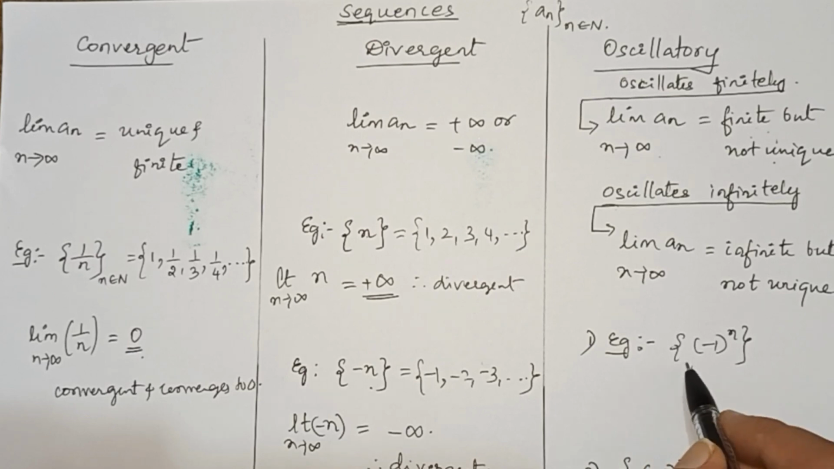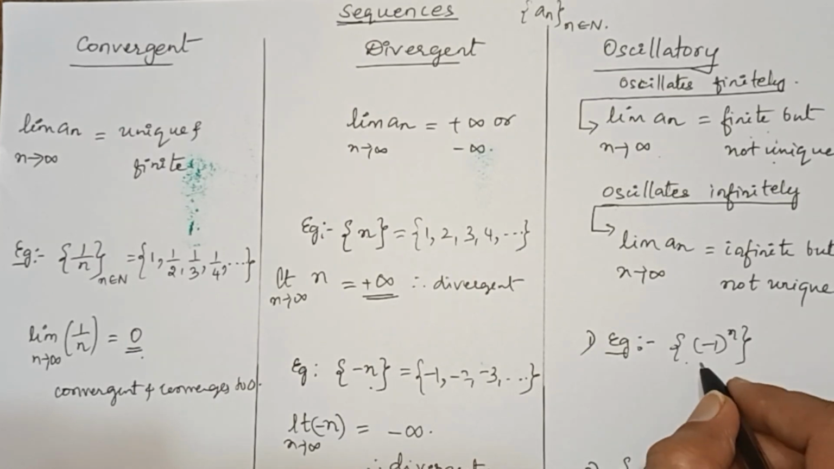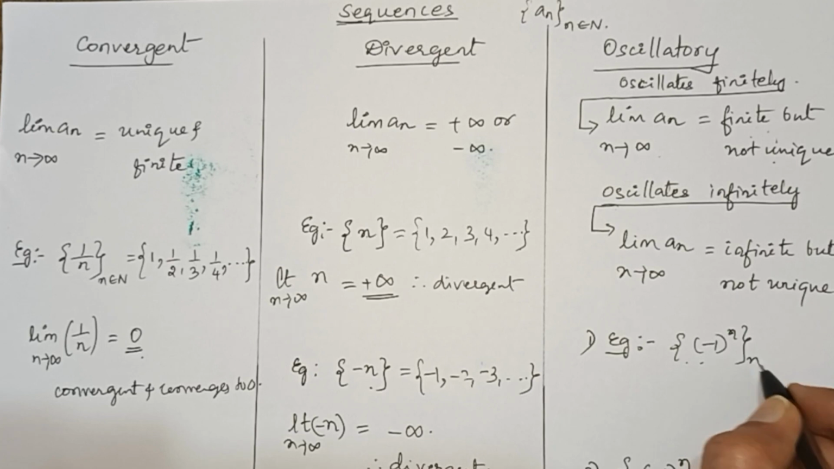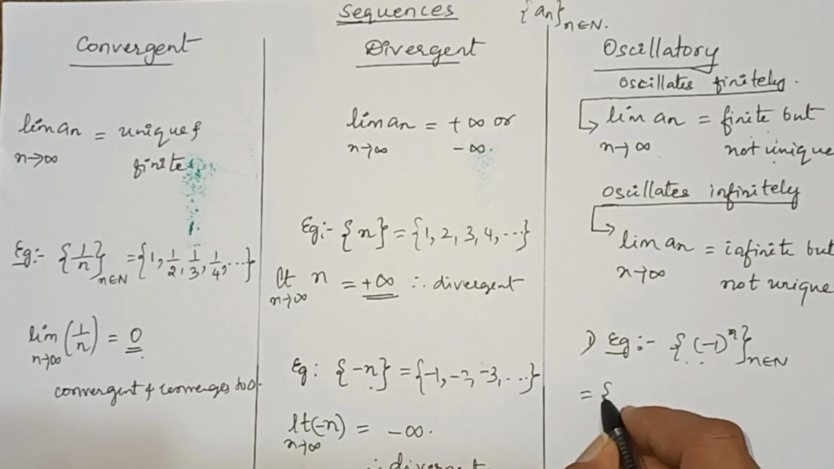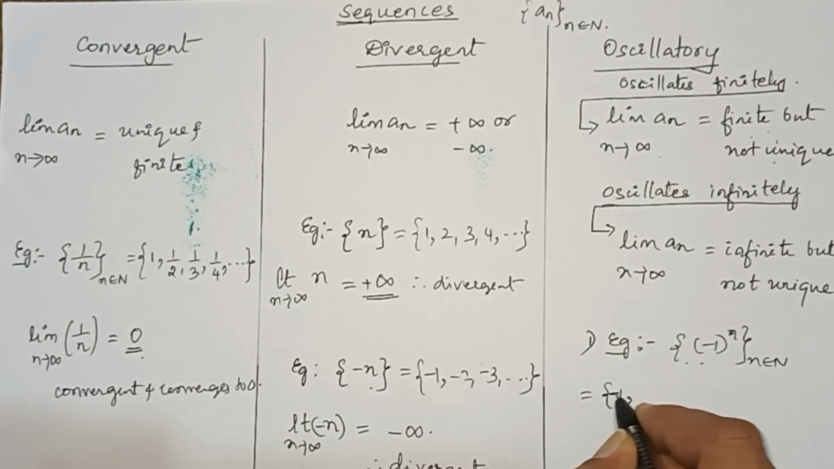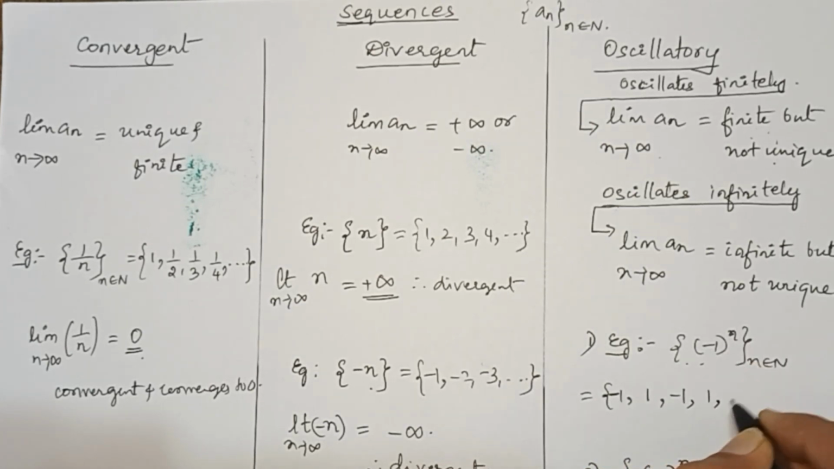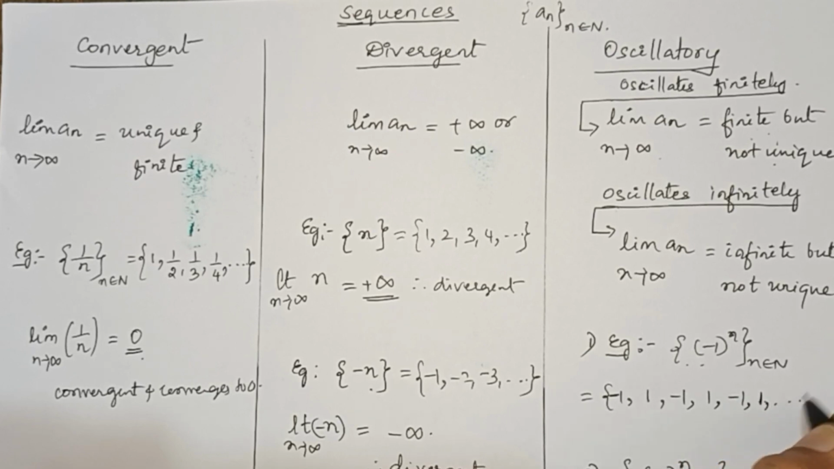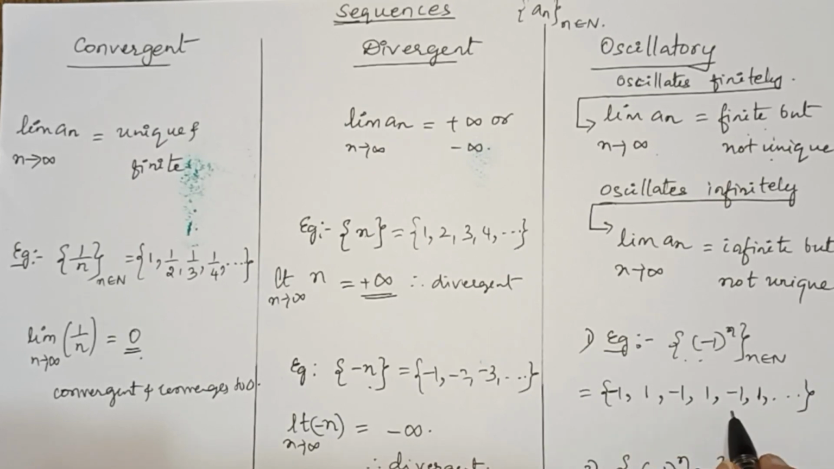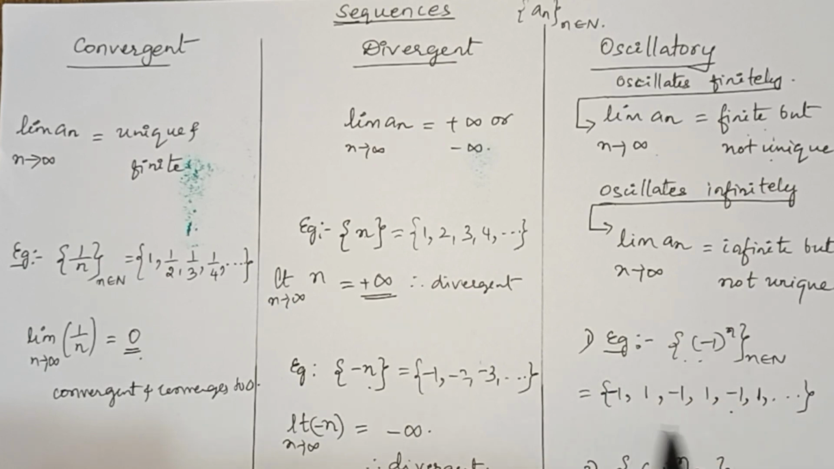Say, for example, consider the sequence (-1)^n, n belongs to the natural numbers. Go on giving the values, we'll get -1, 1, -1, 1, and so on. The first term, n equal to 1, is -1, the second term, (-1) squared, is 1, then -1, 1, and so on. Just by looking at the terms of the sequence, you can say that it is neither convergent nor divergent, therefore it is oscillatory and it oscillates finitely between -1 and 1, because once it is -1, the next term is 1, again it is -1 and it is 1.